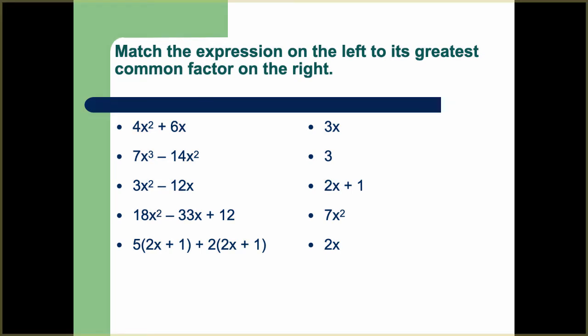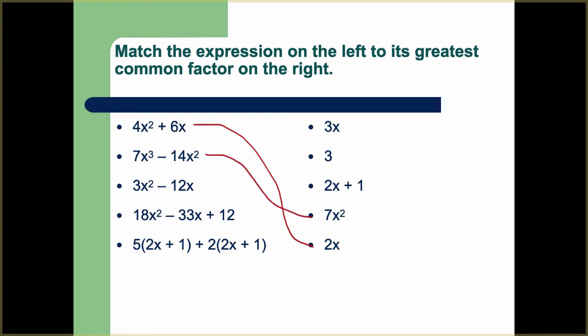Well, the lowest exponent of the variable is an x, so we just have to go through and see which one has an x in it. And then the largest number that divides out of 4 and 6 is 2. So our greatest common factor is 2x. We have 7x cubed minus 14x squared. We're going to look for the largest number that divides out of 7 and negative 14, which is 7. And we can also pull an x squared out, and that would be this one right here.